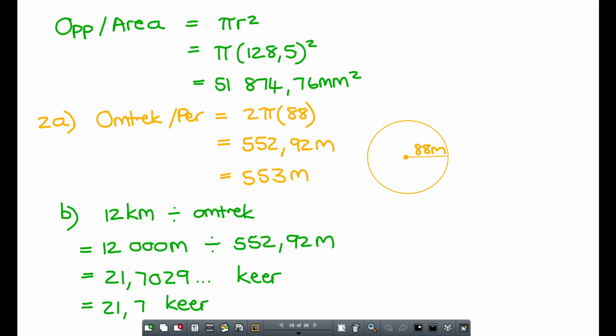Then at 2A, that was about the athlete. Am I right? Okay. So this athlete now has to jog around the.